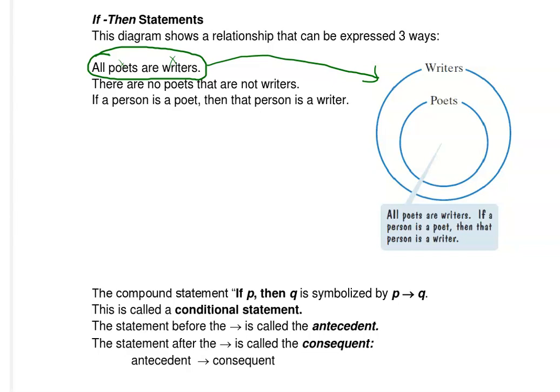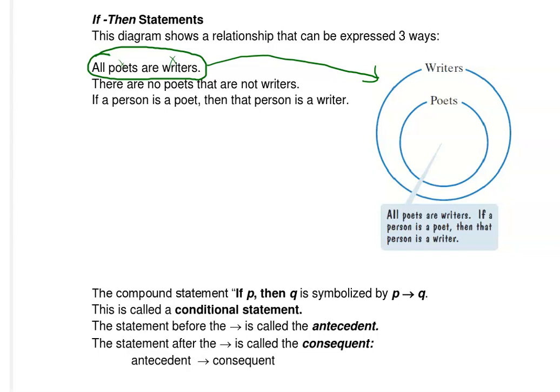So all poets are writers. So anybody in the circle for poets will automatically be in the circle for writers because we set it up this way. But we also have some extra space inside the circle for writers, for writers that are not poets, like playwrights, journalists, authors that write novels, things like that. Those people would be writers, but they would not necessarily be poets. So they'd be in this space right here.